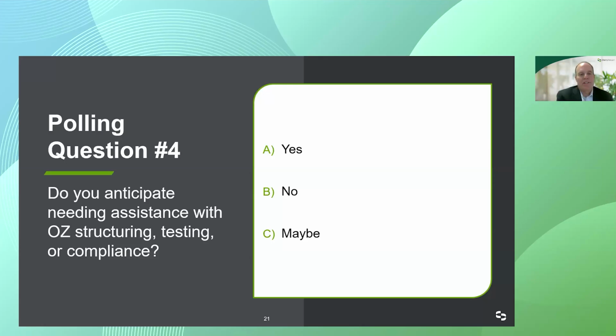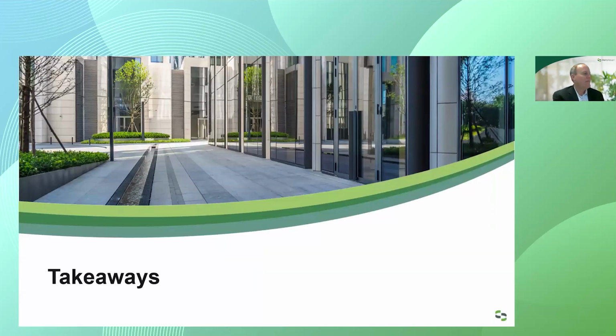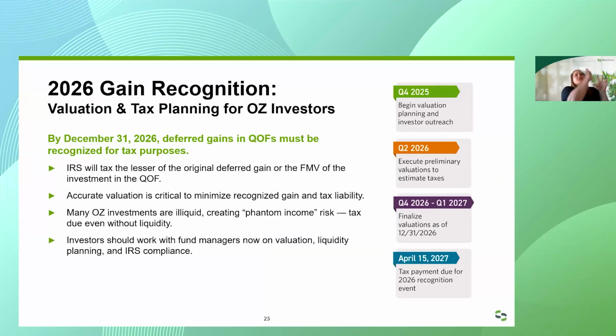So, Kat, let's jump into the fun stuff. Okay. We've kind of given you an overview of the history in version 1.0 and what's happening in version 2.0. So a couple big things on the horizon. We've talked about the 2026 gain recognition event. As we've said, the qualifying gain that was deferred previously must be recognized by 12/31/2026, which means the tax will be due in April of 2027.